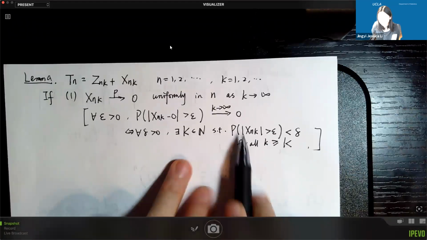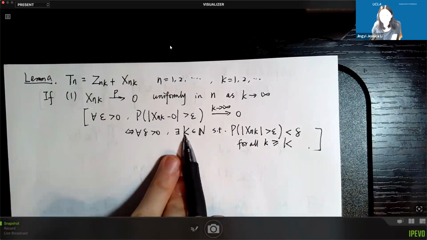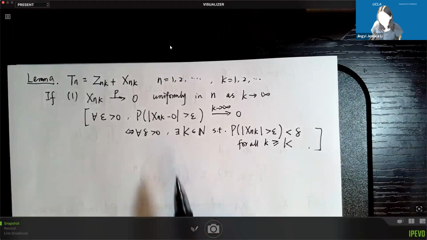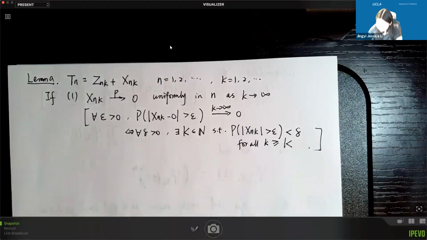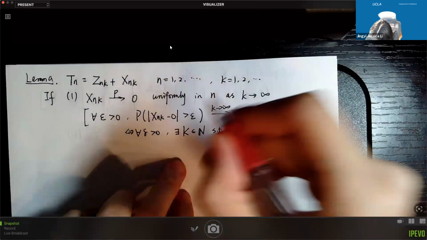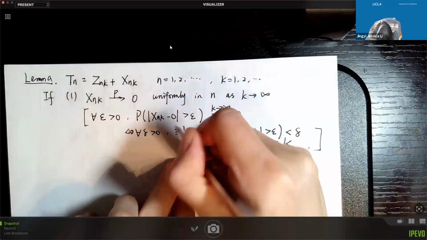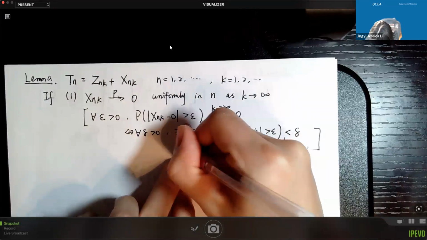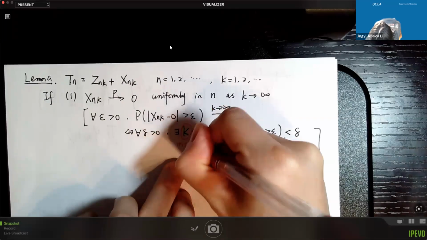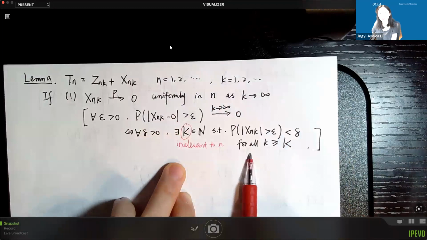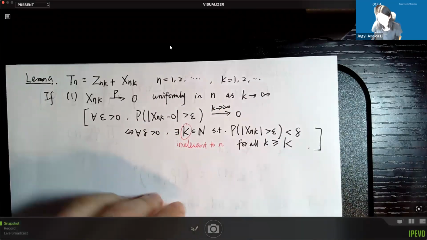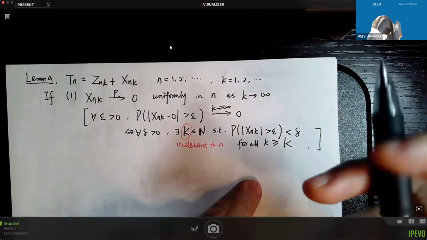And here uniform in n means that this integer big K has nothing to do with n. In other words, this is holding for all the n. So this is irrelevant to n. Therefore, this is for all such k, and of course, for all n.